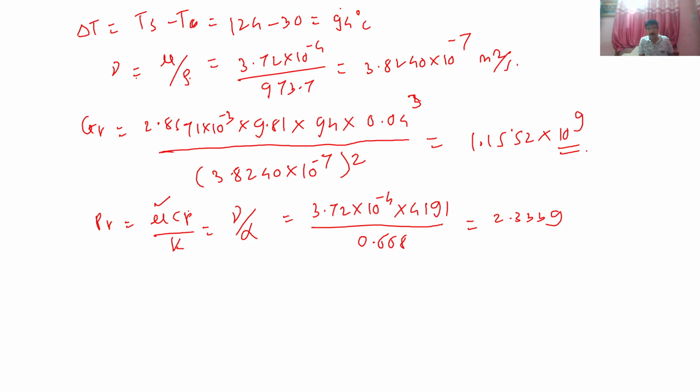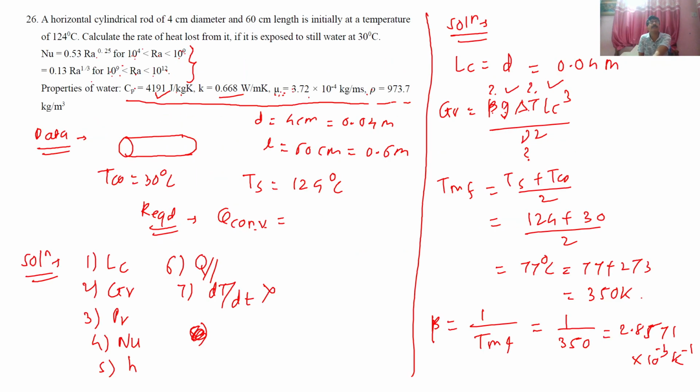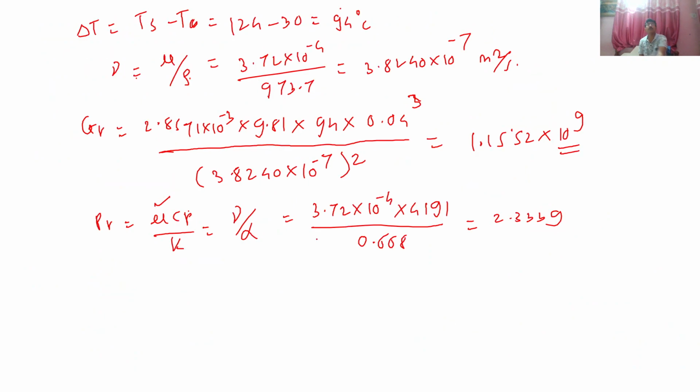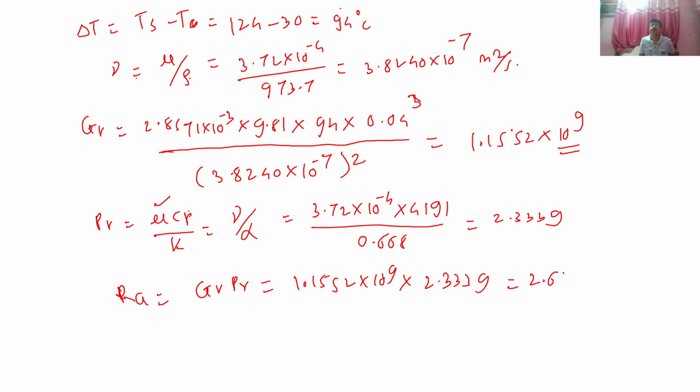Grashof number 1.1552 into 10 raised to 9, but remember this is the Rayleigh number, sorry, it's not the Grashof number. So your next job is to calculate the Rayleigh number. How to calculate? Rayleigh number is a product of Grashof number and Prandtl number. Grashof number is 1.1552 into 10 raised to 9. Prandtl number is 2.339. If I calculate, the Rayleigh number comes around 2.6961 into 10 raised to 9. Okay, it is also luckily coming in terms of 10 raised to 9.